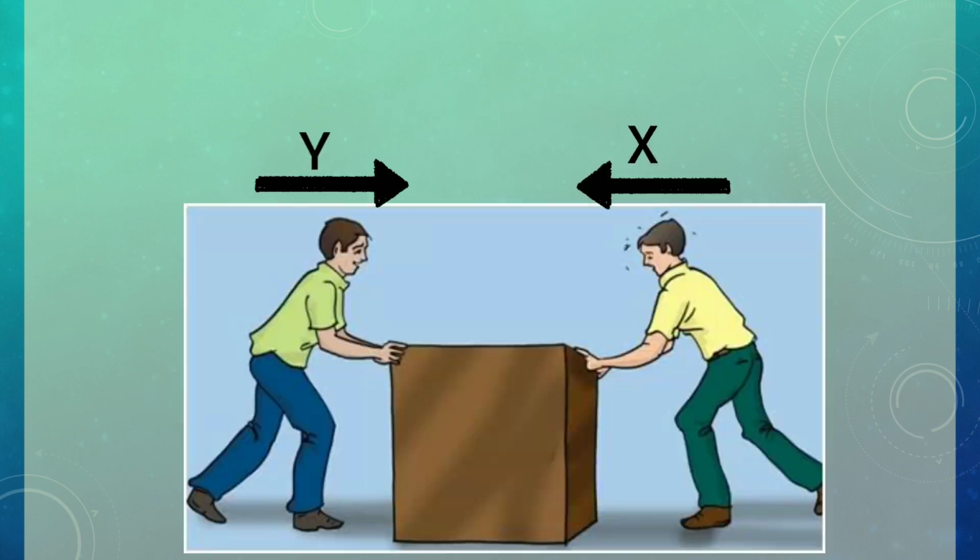For example, if two men push a heavy box, the same box which we had taken in previous examples, from opposite directions by applying exactly equal forces, then the heavy box will not move at all. It will remain where it was.